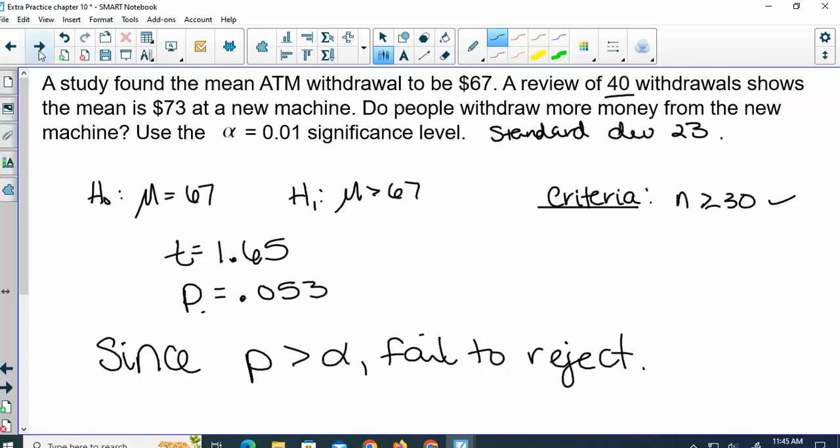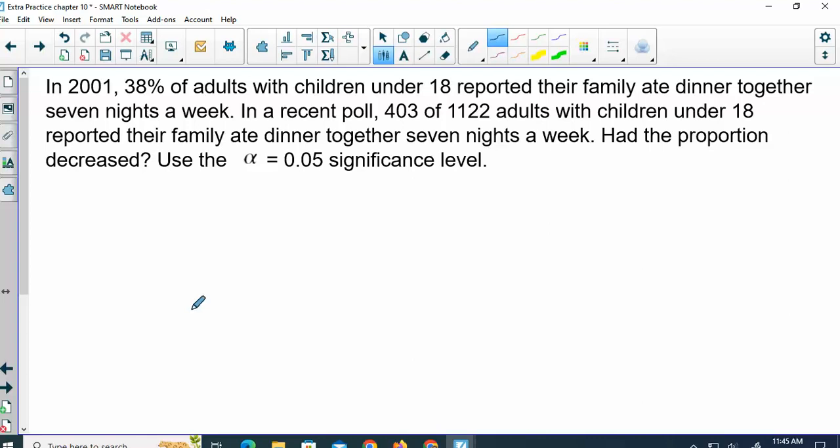One last problem. In 2001, 38% of adults with children under 18 reported their family ate dinner together 7 nights a week. In a recent poll, 403 of 1,122 adults said that. Has the proportion decreased? So what's my null hypothesis? P equals 0.38. Alternative?